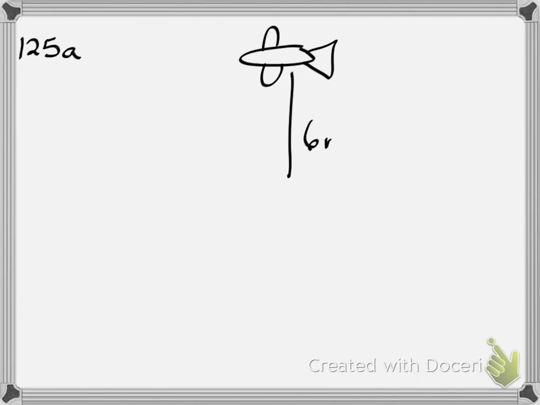125A. An airplane flying at an altitude of 6 miles is on a flight path that passes directly over an observer. Let theta be the angle of... Okay, let's get some things drawn. We have an airplane. Yay! And it's on a flight path. It's flying at an altitude of 6 miles. It passes directly over an observer.